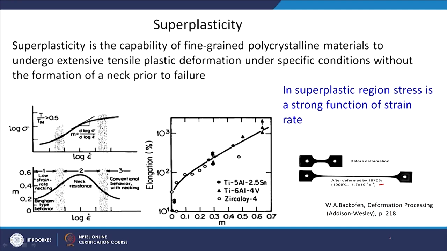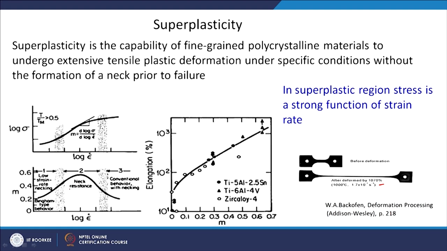In the superplastic region, stress is a strong function of strain rate, and that is what we call strain rate sensitivity. A couple of graphs are shown here. When you plot ln of strain rate versus ln of sigma, in the superplastic window the slope is quite high, and then m starts decreasing. That is where we say power law breakdown occurs, and at lower strain rates you go towards creep kind of deformation. So there is a strain rate window in which the strain rate sensitivity is very high. The m, calculated from the slope of the top graph, is very high where superplasticity is expected, and m is usually more than 0.4.